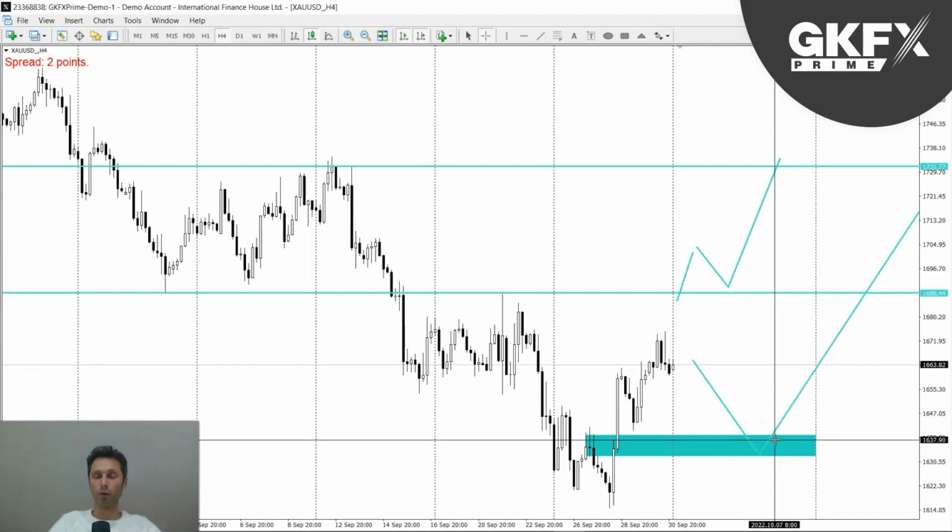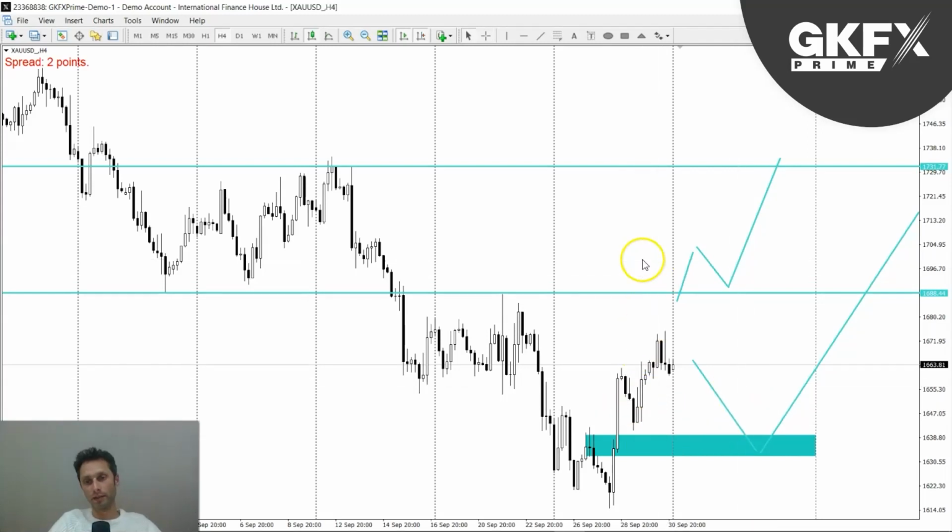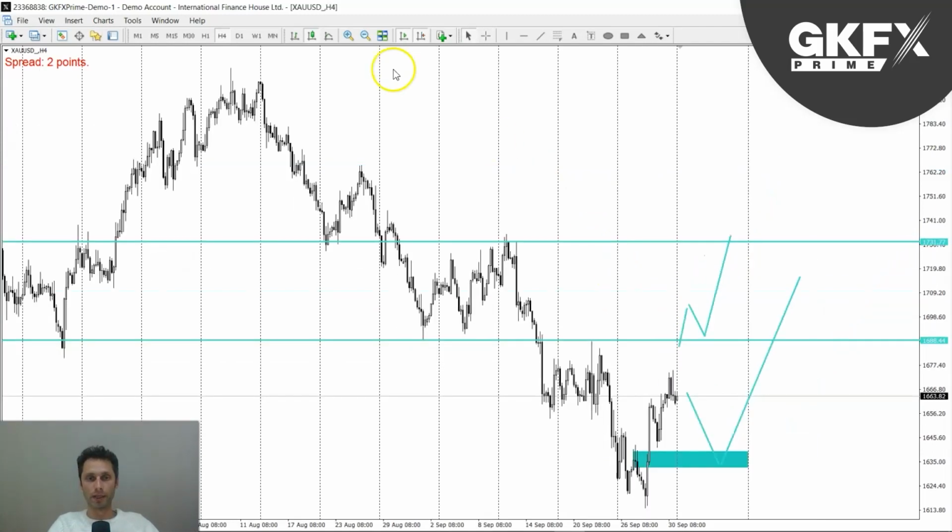We'll see how it goes moving into Friday and beyond Friday. So we may have to wait. This may require a little bit of patience here. Let's see how it goes. It's not always easy to tell, and especially gold. Gold's very volatile in nature. So these are the two scenarios here.